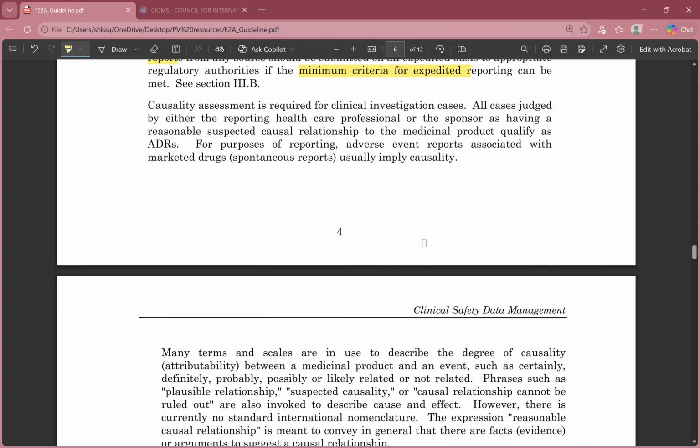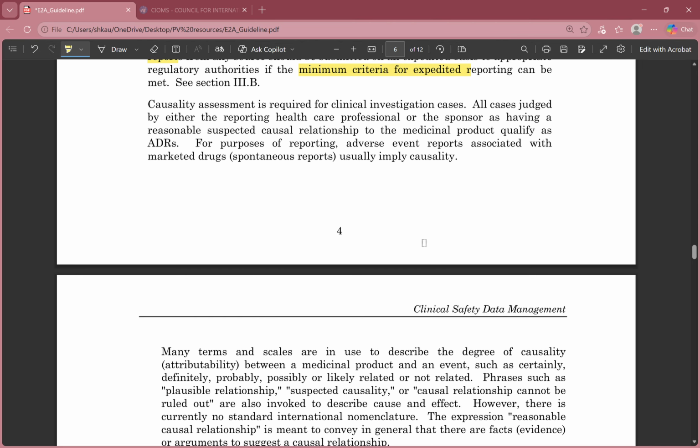Alright, so the next paragraph here is the causality assessment paragraph. Let's get to the first point, which is that causality assessment is required for clinical investigation cases. What these clinical investigation cases are, these are the documented reports of adverse events or adverse reactions during the clinical trials, right? The guidelines are about the clinical trials, they are about the study product.